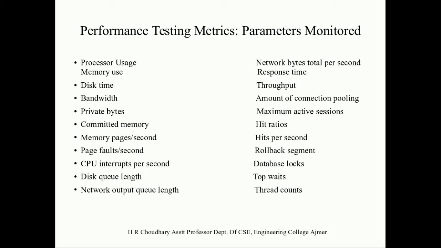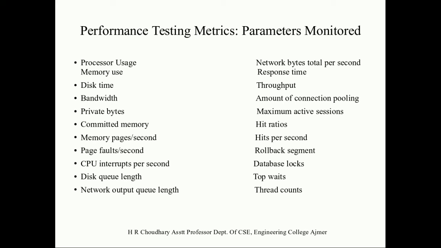The next parameter is the network bytes total per second, the rate at which bytes are sent and received on the interface, including framing characters. Then we look at the parameter response time, the time from when a user enters a request until the first character of the response is received. So this is also important.